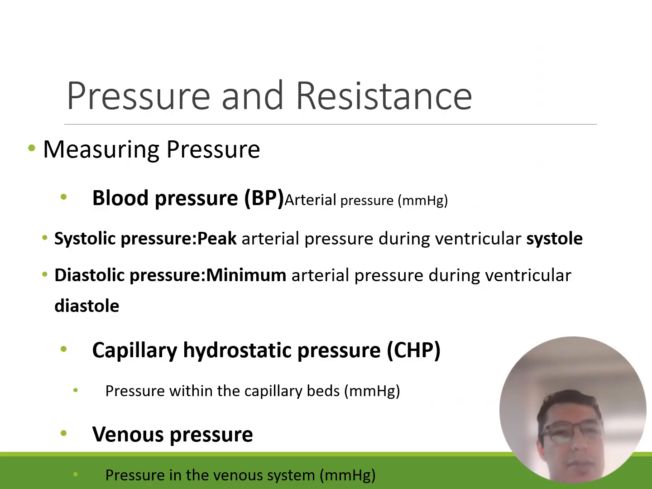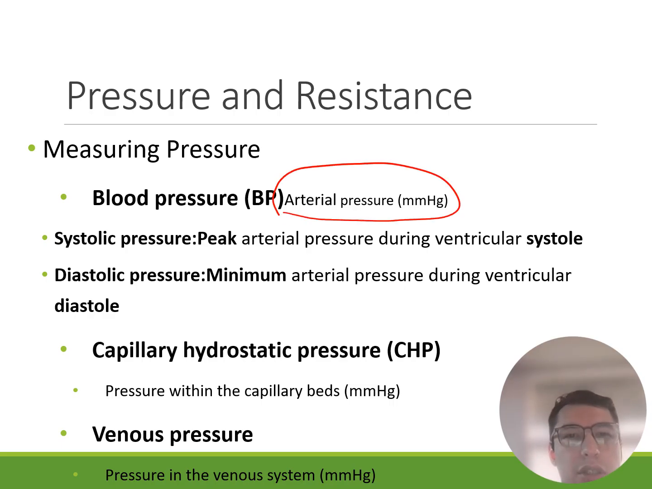Pressure and resistance. Just key concepts to keep in mind here. When we measure blood pressure in a patient's arm with a sphygmomanometer, we're measuring the arterial pressure. We're not measuring venous pressure. The pressure in the venous system is very low, but we're focusing on the pressure of the left ventricle because we're focusing on blood flow, oxygenated blood flow.